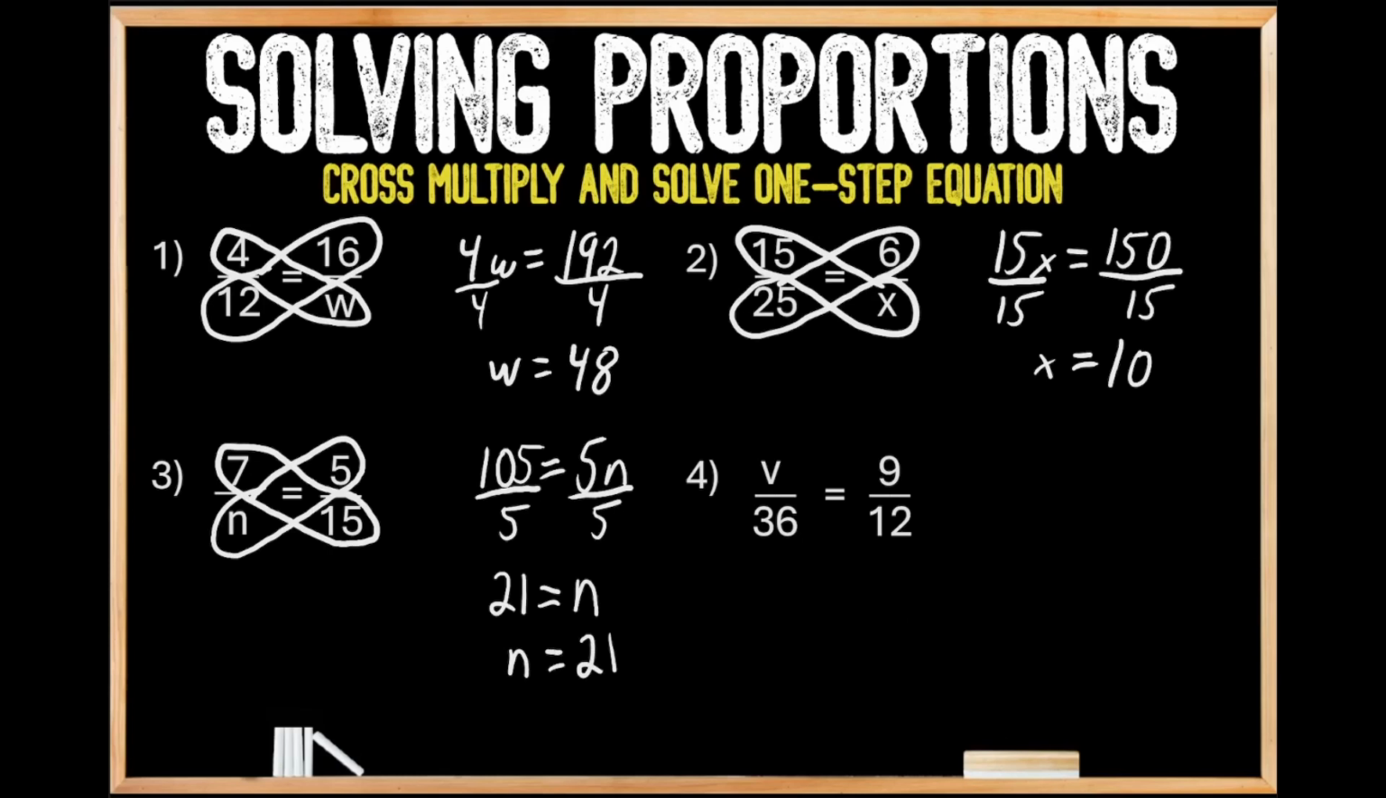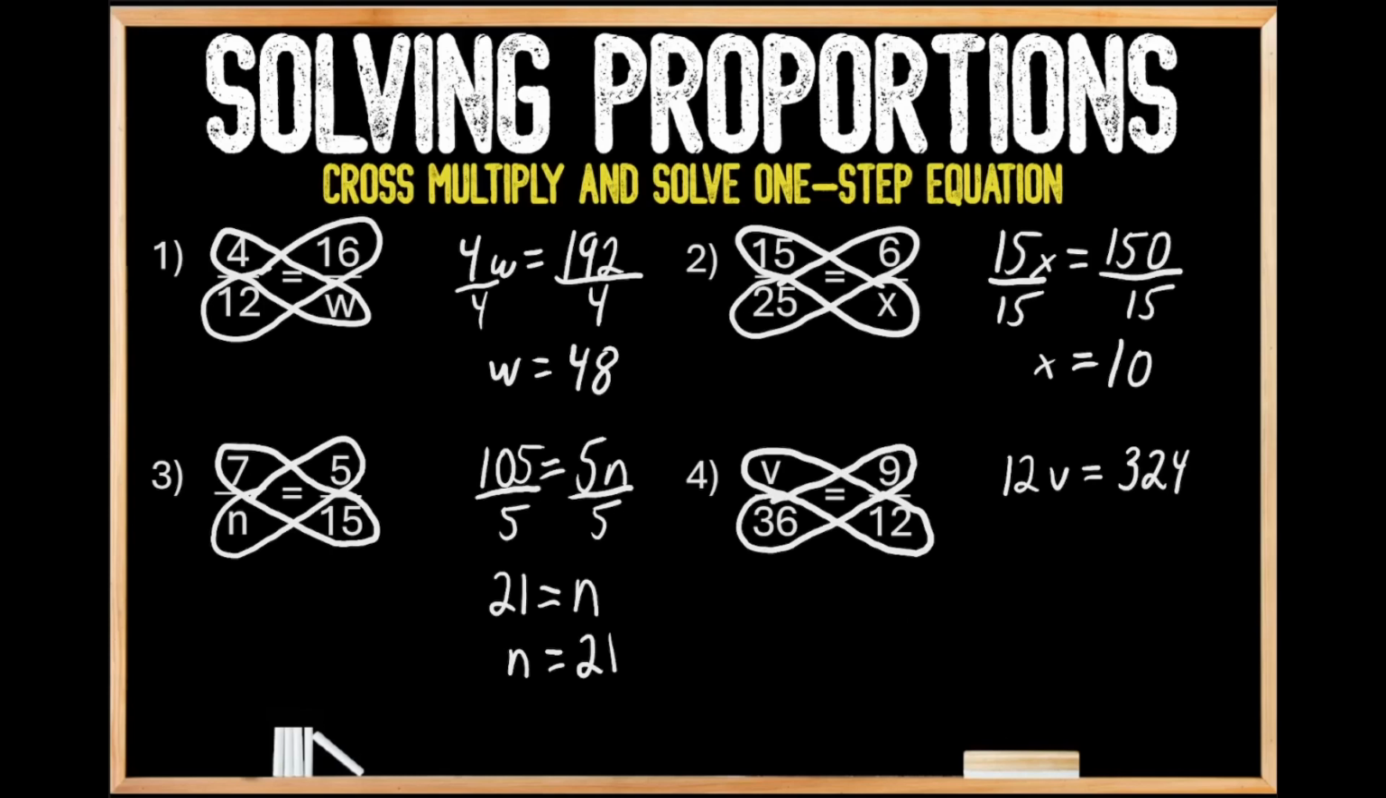Now moving on to question number 4, where once again we have an unknown value which is represented by a variable. So the first thing we're going to do is cross multiply. So we're going to multiply v times 12, which gives us 12v. Then we're going to write our equal sign and we're going to cross multiply once again. This time we're going to multiply 36 times 9, which gives us 324.